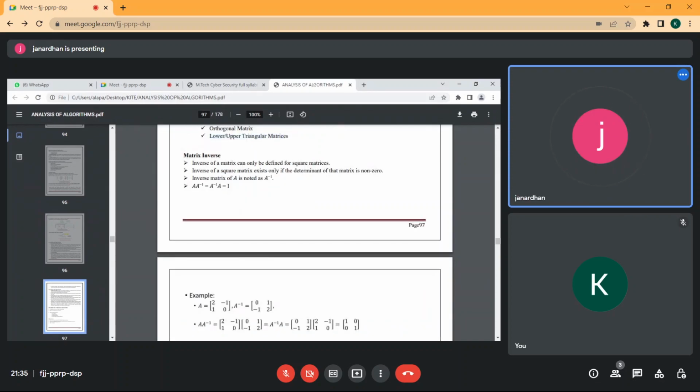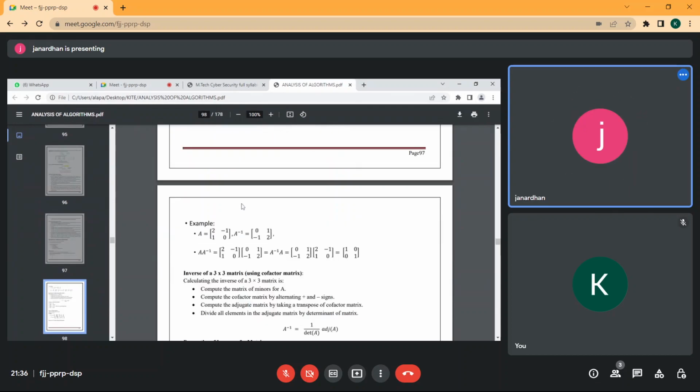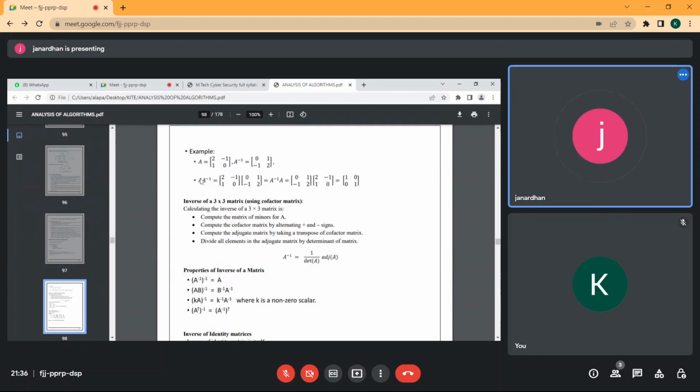Matrix inverse. Inverse of a matrix can only be defined for a square matrix. Inverse of a square matrix exists only if the determinant of the matrix is non-zero. Inverse matrix of A is denoted as A inverse. A into A inverse equals A inverse into A equals I. For example, A equals [-1, 1; 0, ...]. Calculate the A inverse: [0, 1; -1, 2].